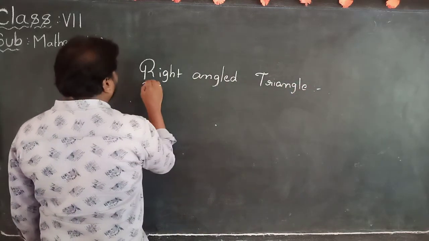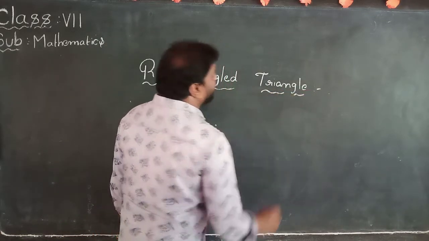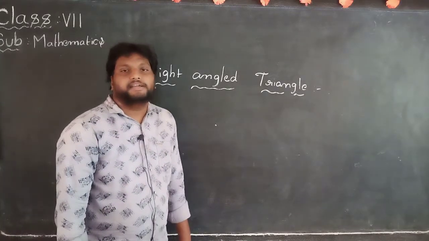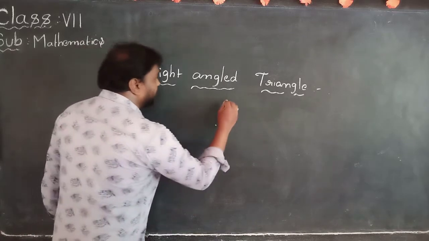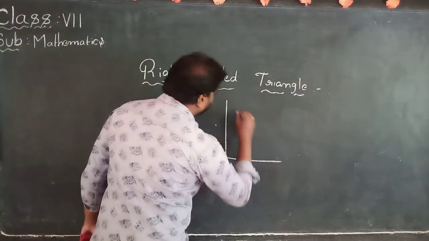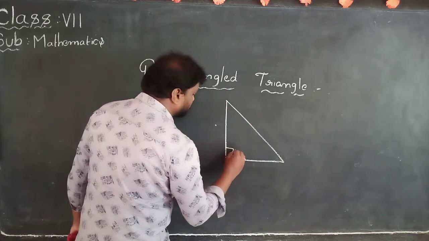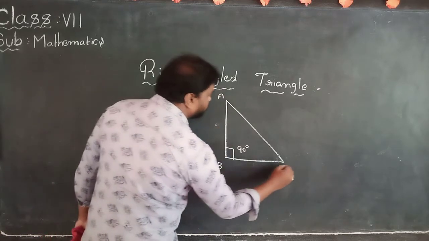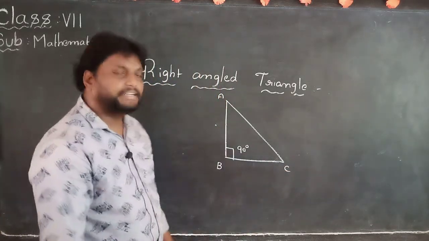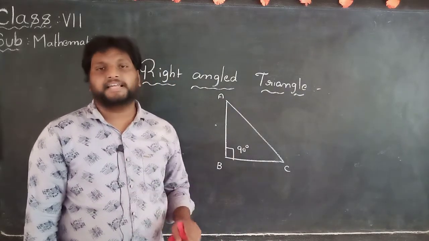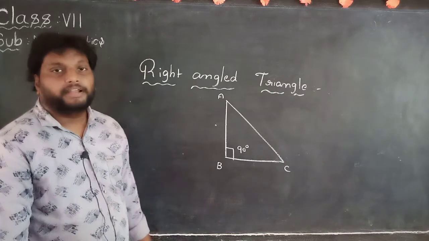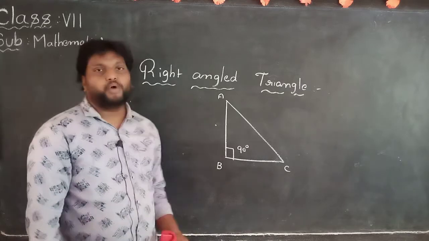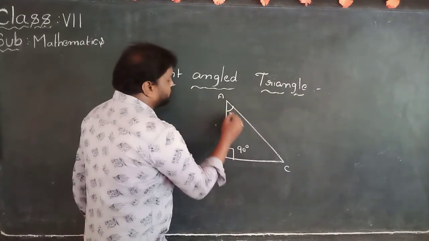Right angle triangle. Right angle triangle means the right angle value is 90 degrees. Then this is the right angle triangle. In a right angle triangle, compulsorily one of the angles will be 90 degrees. Then the remaining two angles we can take as different values.